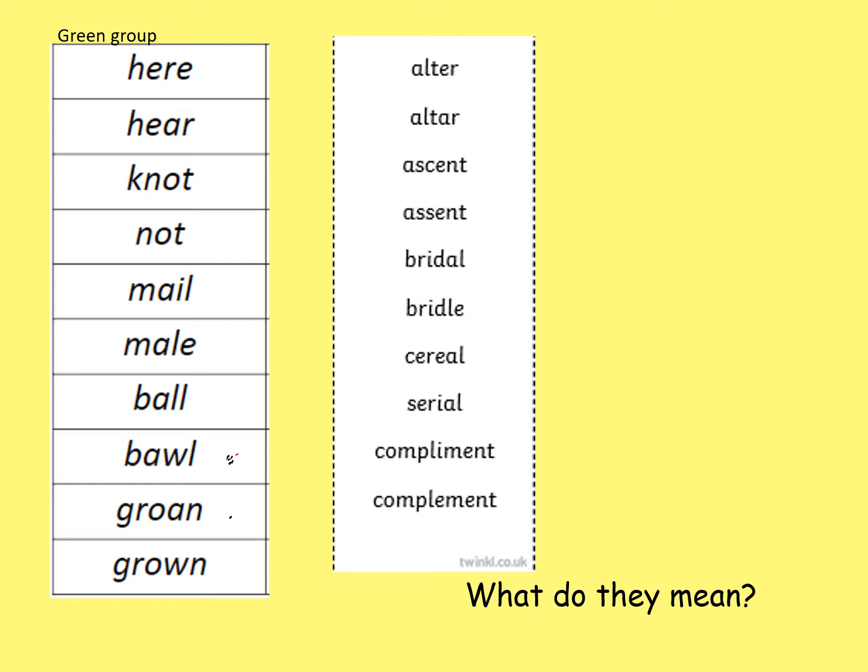On the right-hand side there, we've got the spelling list for everybody else. Just have a quick read through. Obviously, they sound the same when I'm reading them. Alter, alter, assent, assent, bridle, bridle, cereal, cereal, compliment, compliment.